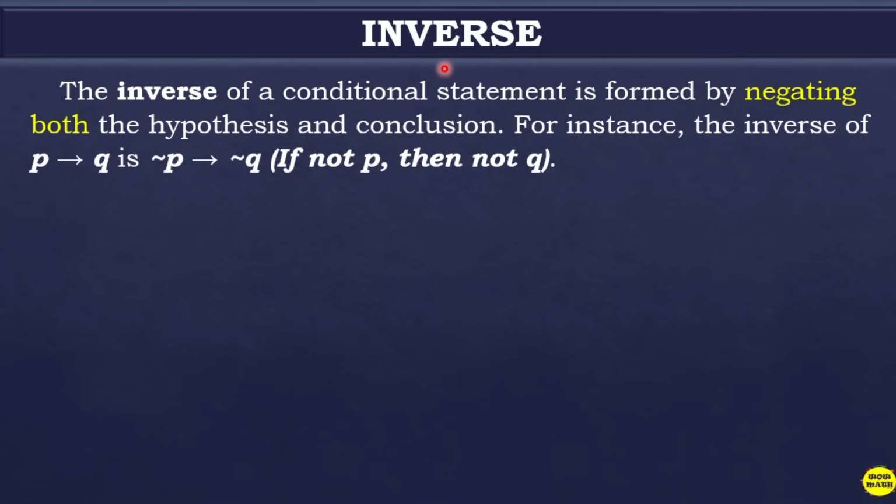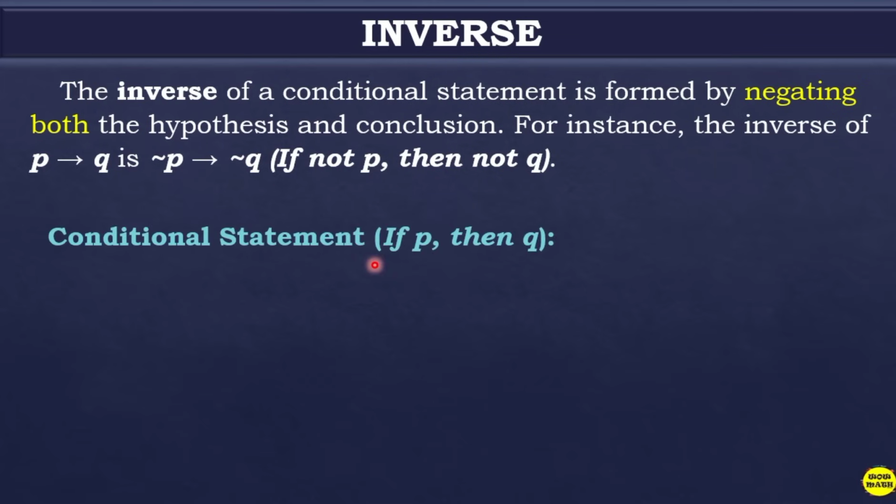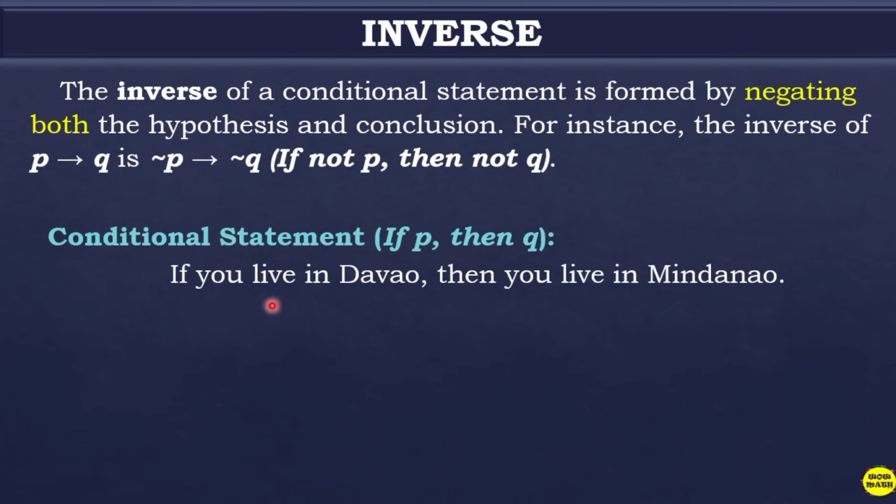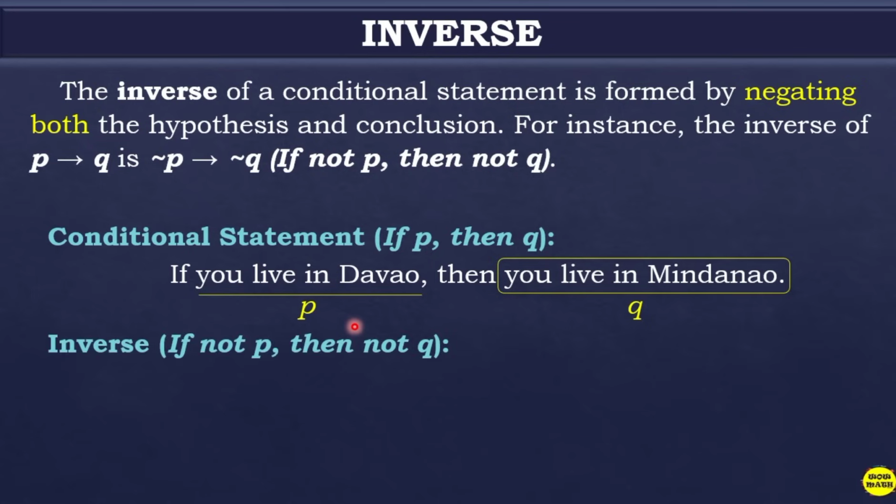Ibig sabihin, opposite. Okay? Opposite. So, that's why we're negating both. So, gagawin po nating negative yung P at yung Q. If not P, then not Q. So, if this is your conditional statement, if you live in Davao, then you live in Mindanao. So, this is your hypothesis. This is your conclusion. So, gagawin natin yung inverse. If not P, then not Q.